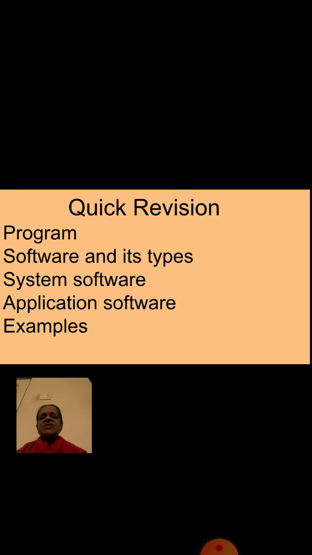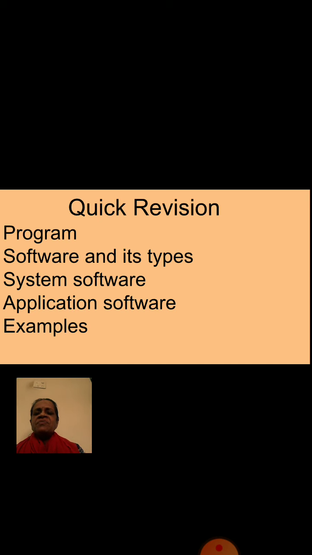Now let us do a quick revision of the contents which we have learned in this chapter. We have learned what a program is. A program is a set of instructions. We have learned what software is. Software is nothing but a collection of programs, and its types. Under software we have learned system software and application software. Under system software, we have learned two examples, operating system and utility software. The next type of system software is disk operating system, which comes under operating system.